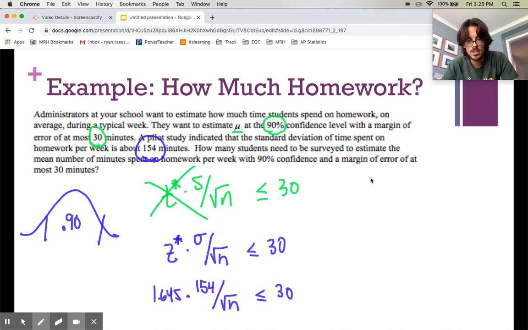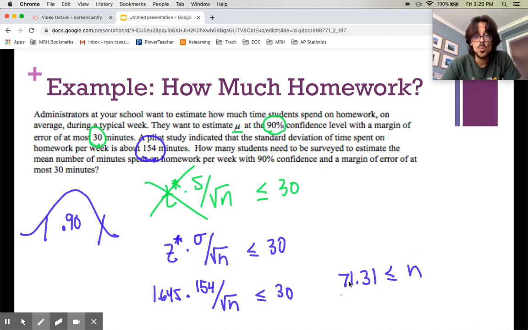So let me see if I can do this without screwing it up here. I got 71.3. So I divided by the 1.645. I multiplied by root n. I divided by that number. And I got 71.31 with n over here.